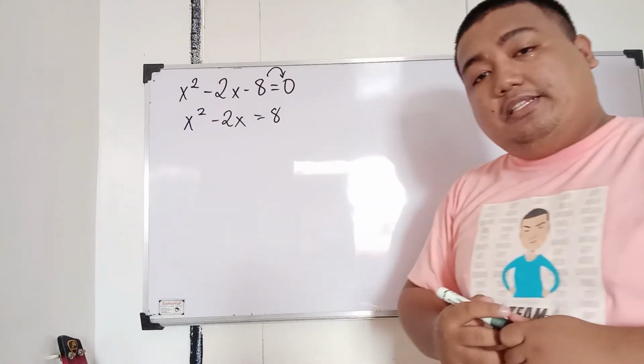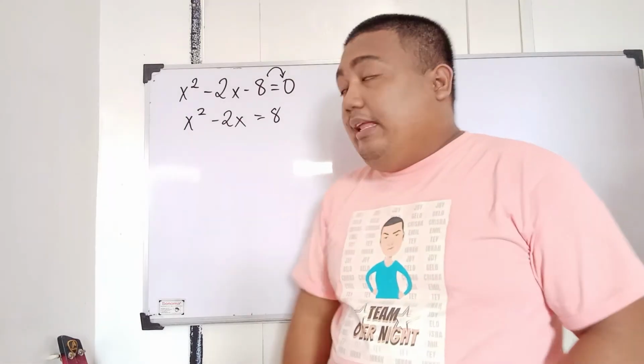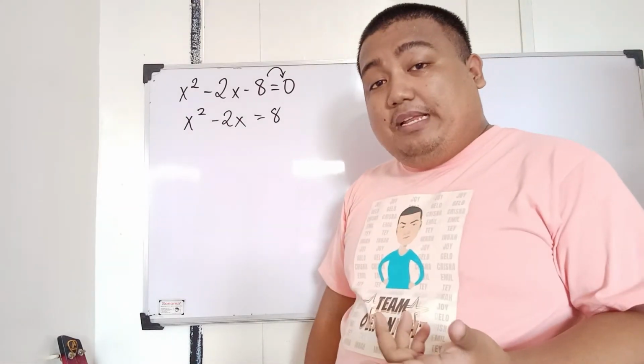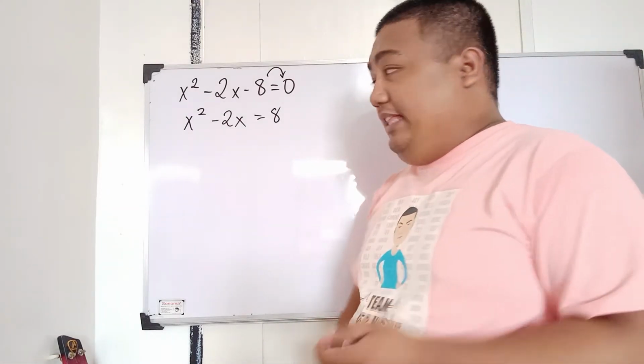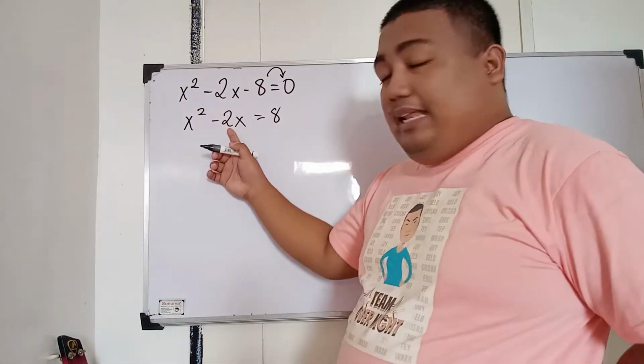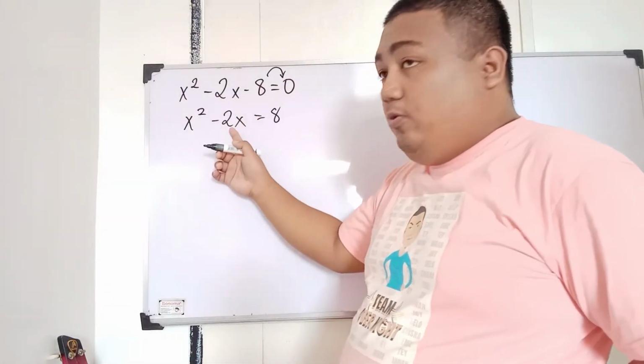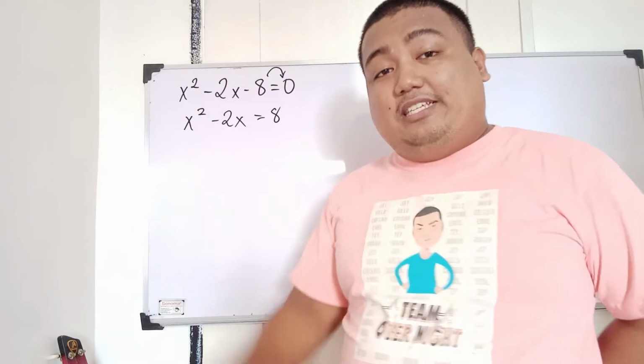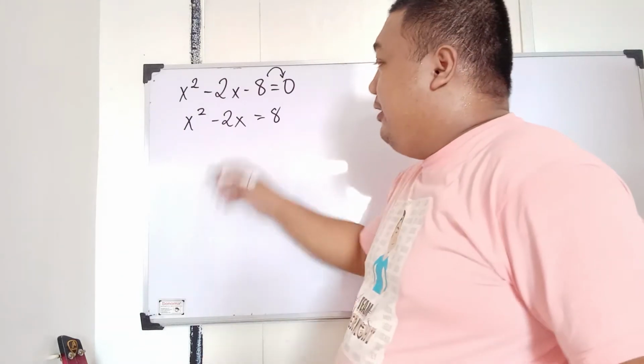So, x squared minus 2x equals 8. Next, doon na natin gagawin ngayon yung process of completing the square. So, ang gagawin natin again, i-divide natin si 2 by 2, then raise to the second power.